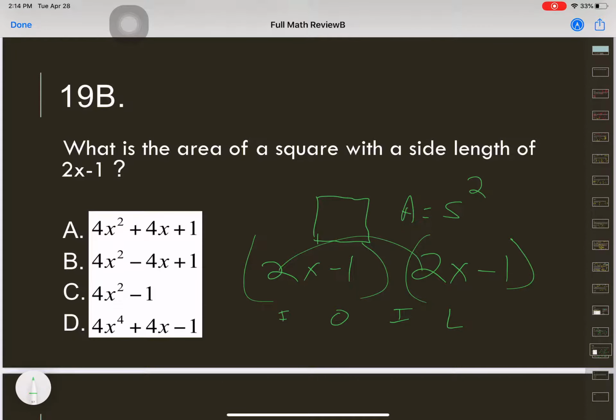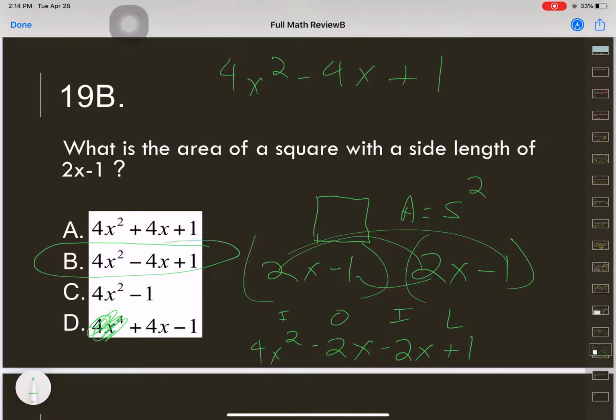So my first is 2 times 2 and x times x. That'll be 4x squared. My outers are 2x times negative 1, which will be negative 2x. My inners, negative 1 times positive 2x will be negative 2x again. And my last, negative 1 times negative 1 will be positive 1. So my final answer to this will be 4x squared. So we can go ahead and rule that guy out because that's not right. Minus 4x plus 1, which is B. Because you got to combine the negative 2x and the negative 2x.